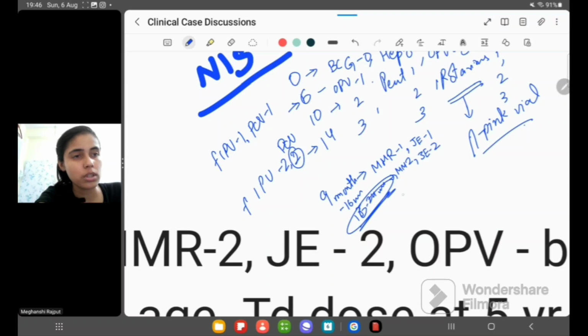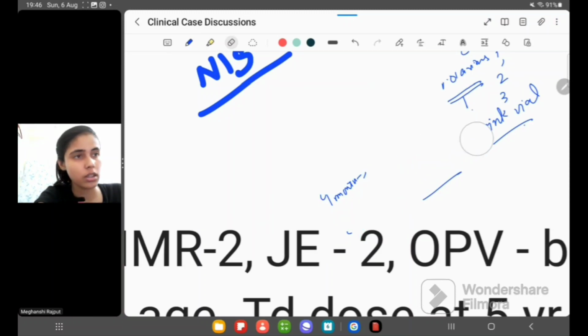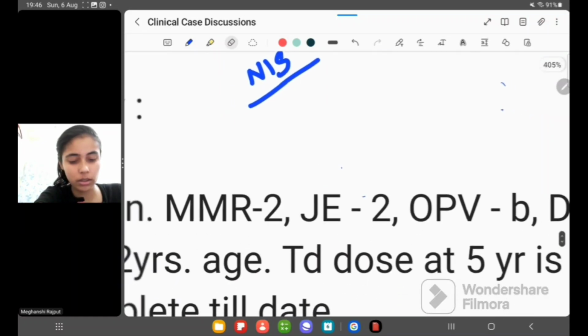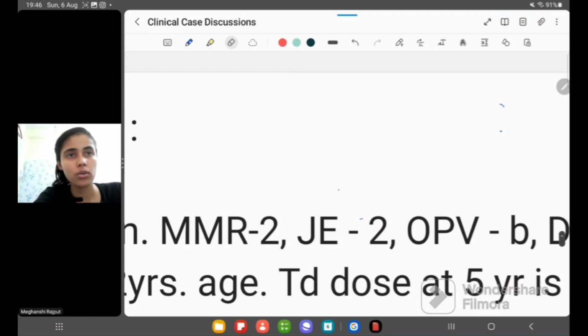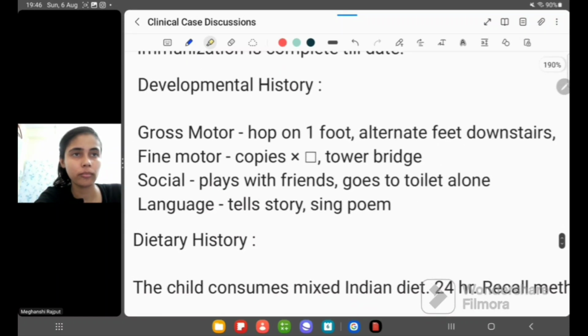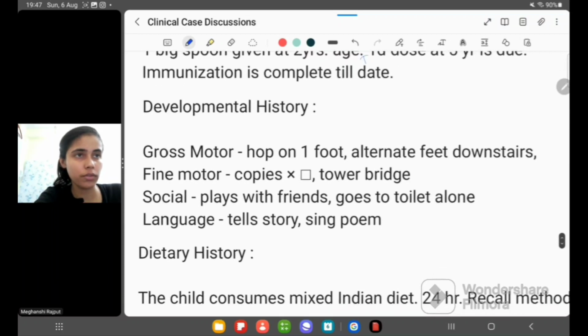We give all kinds of boosters, like the DPT booster and the OPV booster. Then at 5 years of age, which we were discussing, the DPT booster would be due. Then at 10 years of age, we would give a TD booster, and at 16 years it would also be a TD booster. Okay, so this we have discussed. Then moving on to the developmental history. The DPT booster at 5 years of age.